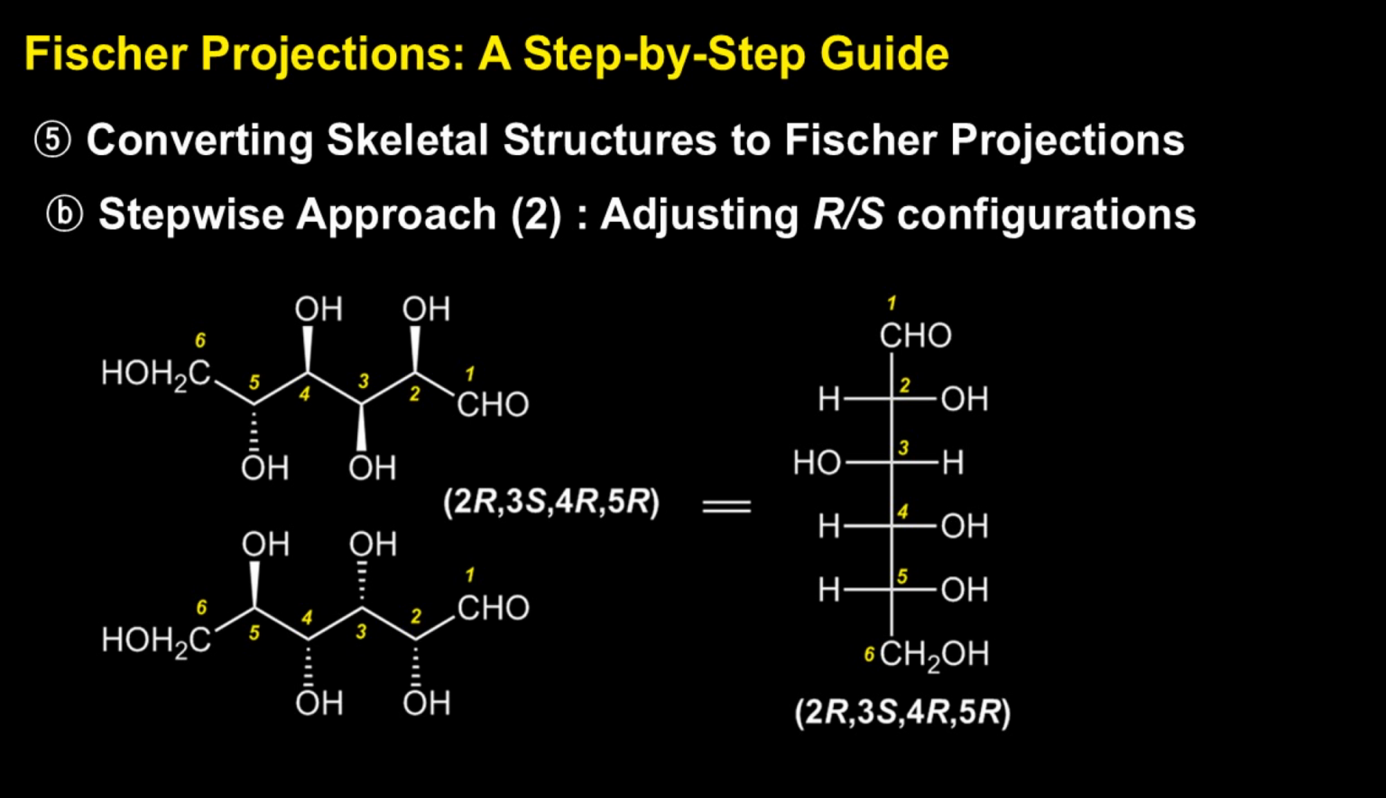Here's another method. It's a bit more methodical and focuses on using R-S configurations. Start by figuring out the R-S configurations for each chiral center in your skeletal structure. Then, use those configurations to directly build the Fischer projection, placing the substituents accordingly. The downside? It can be time-consuming since you have to determine each configuration one by one. Plus, a single mistake with the configurations or placements can throw off the whole projection. So, while it's more precise, it does take extra effort and carries a higher risk of errors.